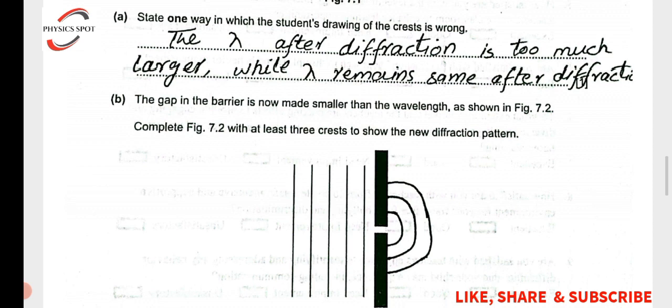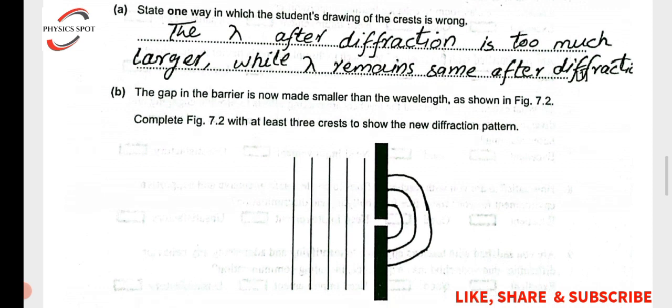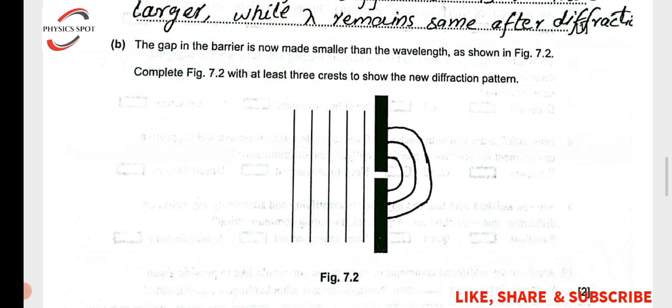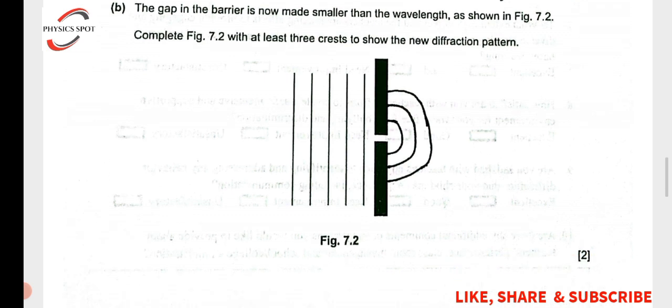The gap in the barrier is now made smaller than the wavelength, as shown in the figure. Complete figure 7.2 with at least 3 crests to show the new diffraction pattern. So for the new diffraction pattern, as you know, the wavelength should be the same, so the separation after the diffraction must remain the same. So this will be the resultant diagram as drawn.